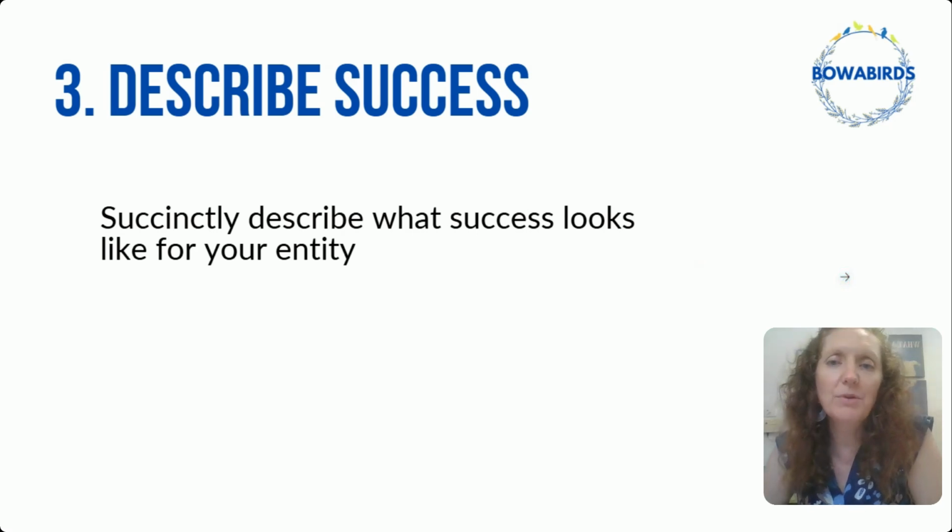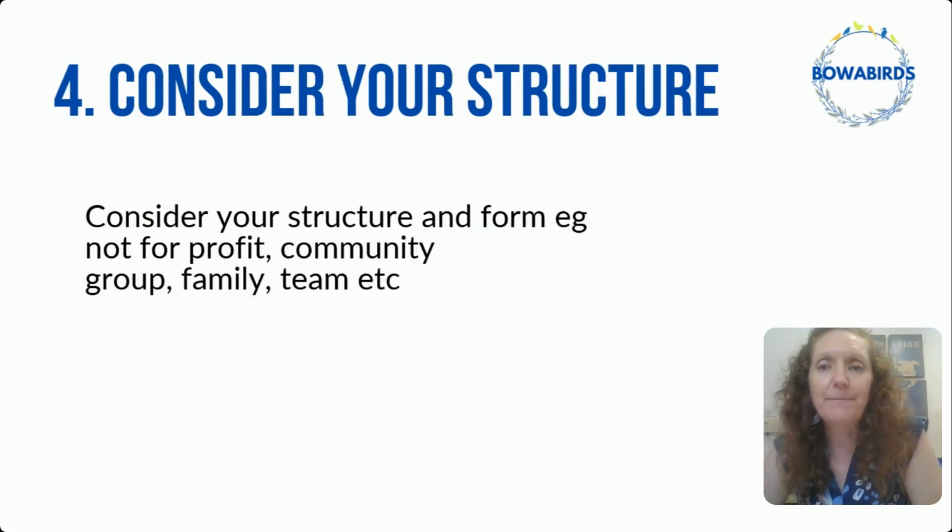You want to describe what success looks like for your entity. So, what we're doing now is just building a bit of case information. We're kind of building the data, if you like, that's going to inform the development of your vision. So, what would success look like if everything, the magic wand was waved and everything was perfect? What would be happening in the world and in your activity?